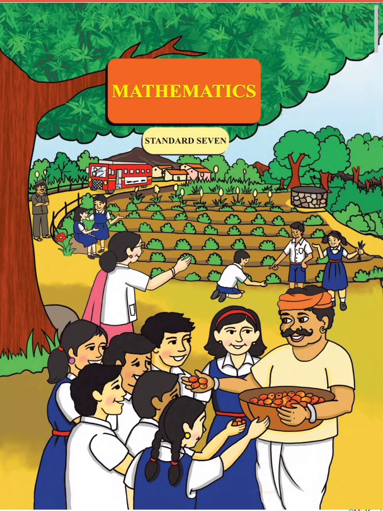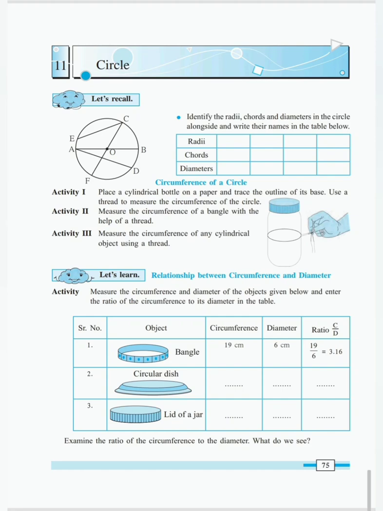Students, let's start with the new lesson, circle. What exactly is a circumference now? You must have seen squares, triangles and so many different shapes which have sides. Squares have sides, rectangles have sides. Now a circle doesn't have any side.